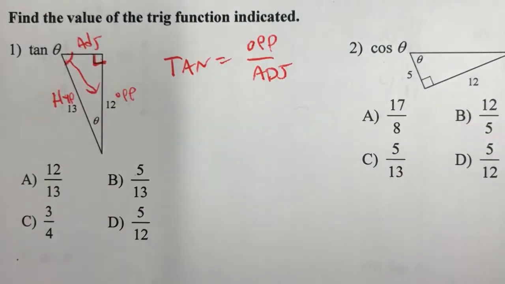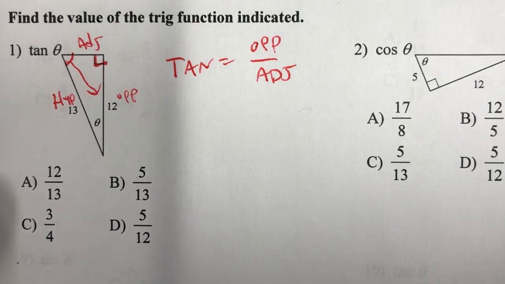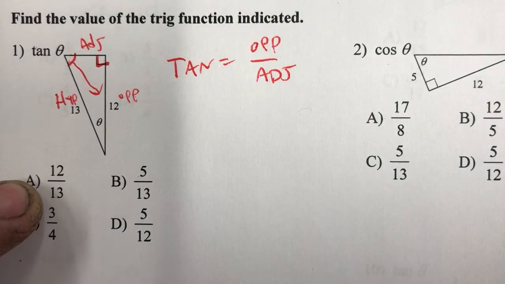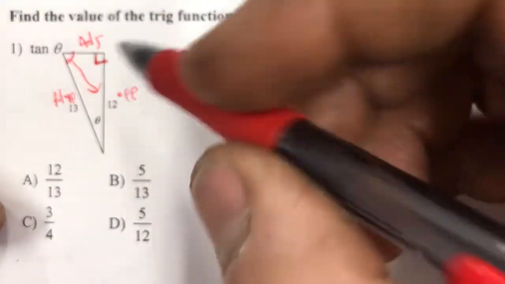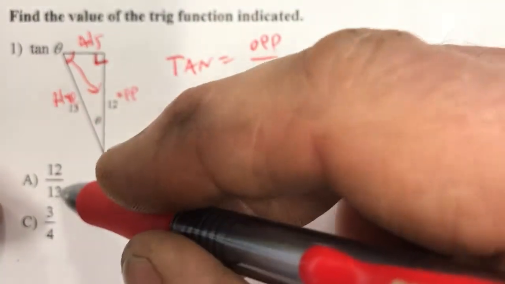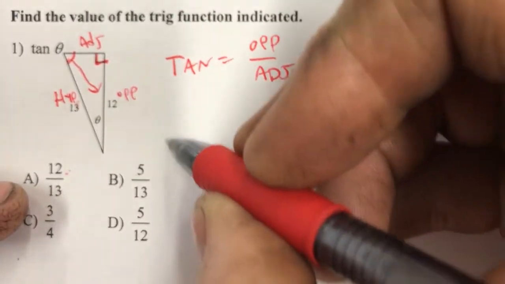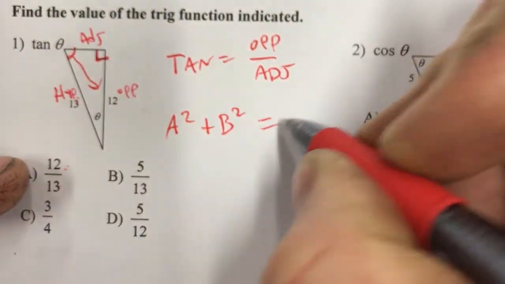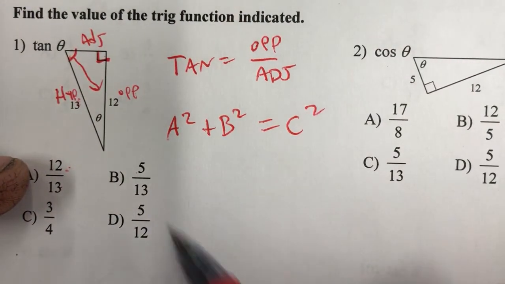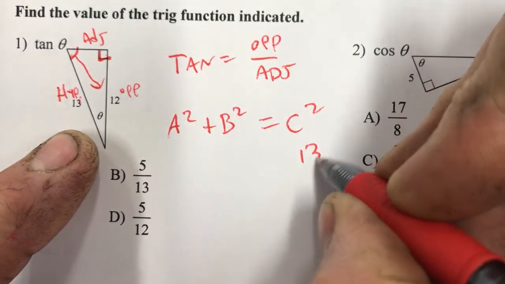Okay, so the tangent is the opposite over adjacent. Well, we don't know the adjacent here. So we know it's 12 over something, and it looks like 12 over 13 probably. But no, I don't think that's right, because 13 is the hypotenuse. So really, you can't guess on it. What you're going to have to do is the Pythagorean theorem. A squared plus B squared equals C squared, where these are your legs, and this is your hypotenuse. So your hypotenuse is 13. That goes over here.